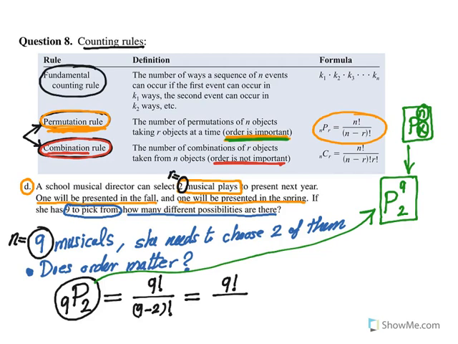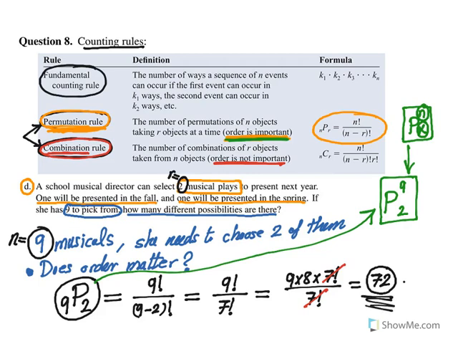So 9 factorial over 9 minus 2 is 7 factorial. And this will be 9 times 8 times 7 times 6 times 5 and so on, so 7 factorial over 7 factorial. And you can cancel 7 factorial with 7 factorial, and 9 times 8 is 72. So she has 72 possibilities of choosing 2 musicals out of the 9 musicals that she has, because the order is important. Okay? So this should answer the question.